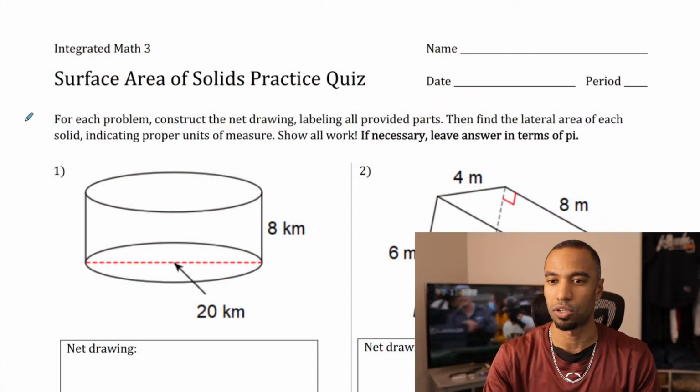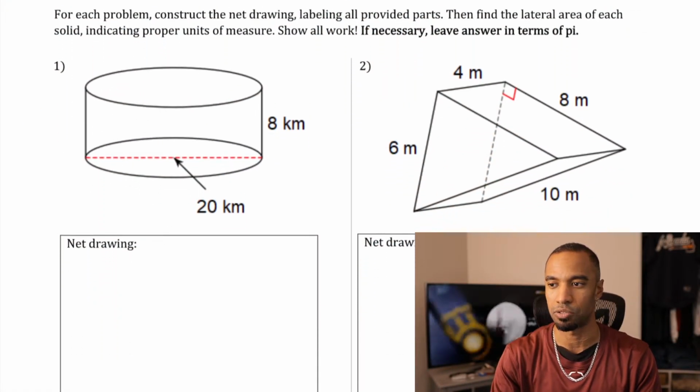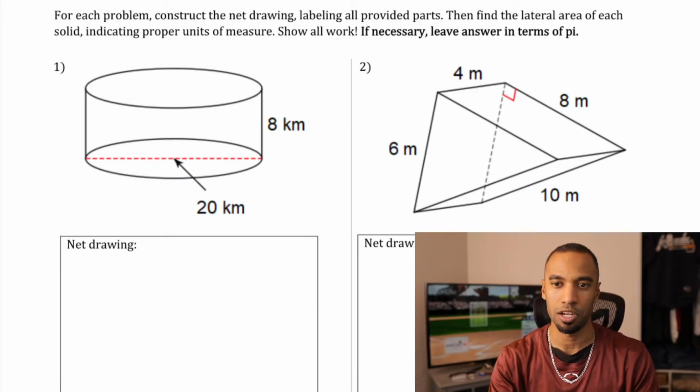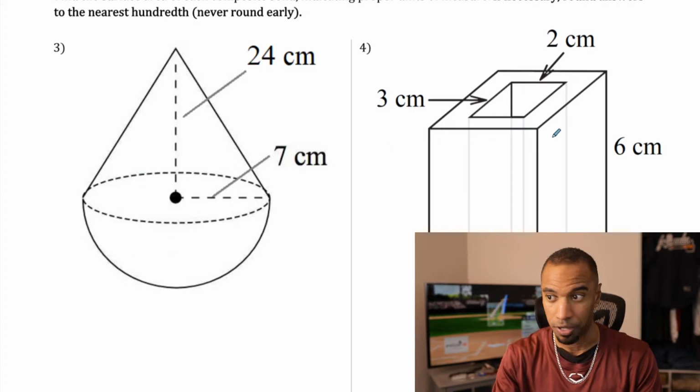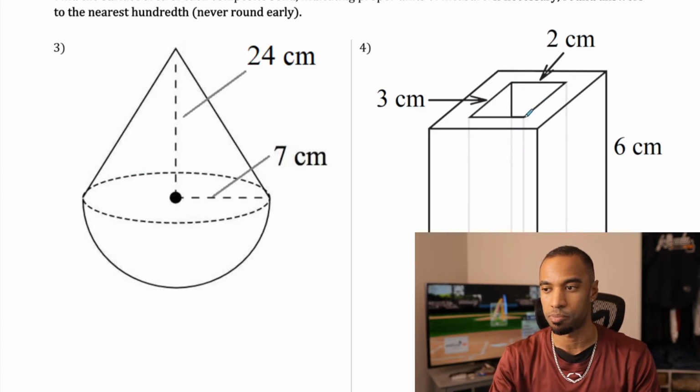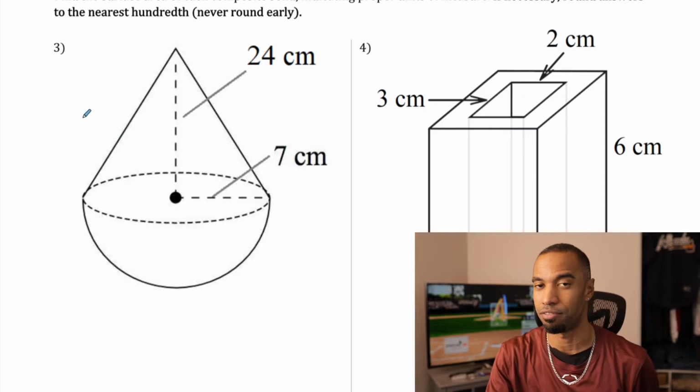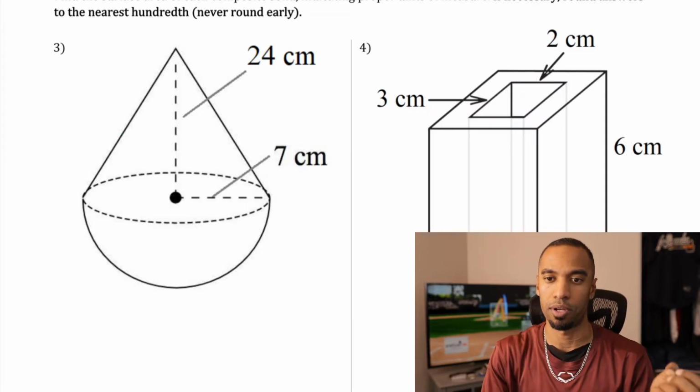So here's what the set's going to look like to start with. It's a practice quiz for my kiddos. There are 2 problems right here, a cylinder and a triangular prism, and then down here you've got a composite solid of a cone with a hemisphere, and then you have 2 rectangular prisms, one hollowing out inside of the other one. So those are the 4 problems that we're going to be doing here.